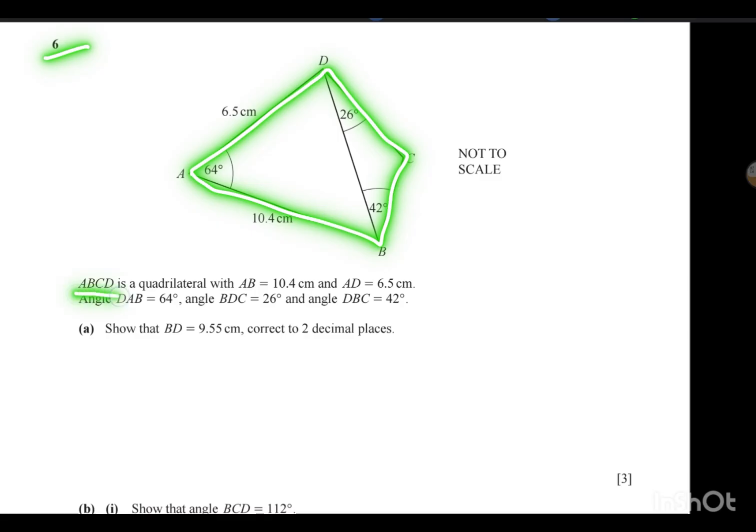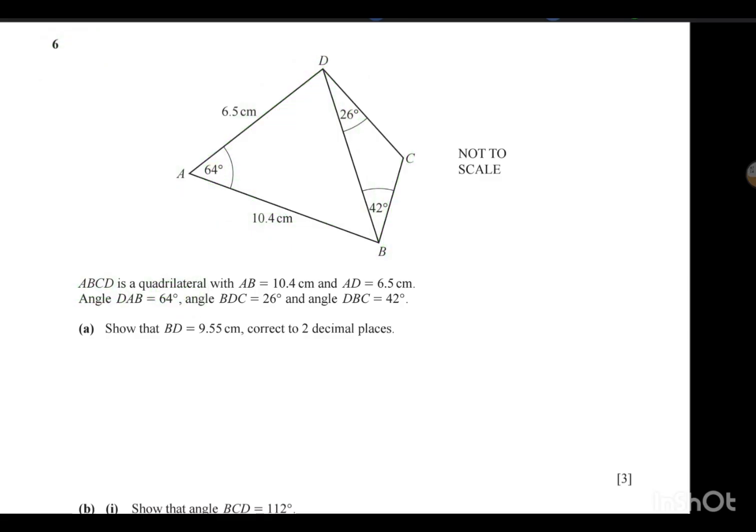Question number 6. There is a quadrilateral given here, ABCD. ABCD is a quadrilateral with AB equal to 10.4 centimeter, AD equal to 6.5 centimeter, angle TAB equal to 64 degrees, angle BDC equal to 26 degrees, and angle DBC equal to 42 degrees. Show that BD is equal to 9.55 centimeters correct to 2 decimal places. We need to show this line segment BD is equal to 9.55 centimeters.